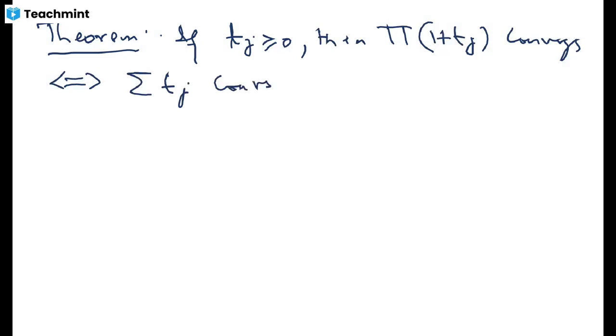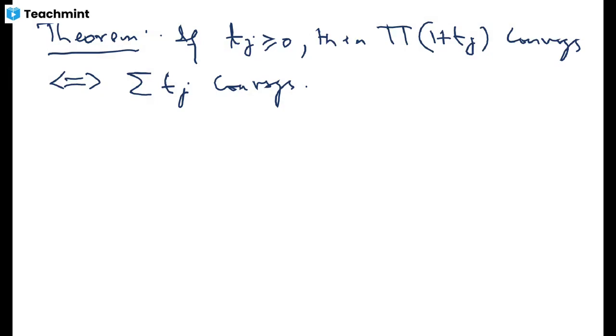So this is a beautiful relation between the convergence. The convergence of infinite product is equivalent to the convergence of this infinite series, but provided each tj is a non-negative number, or we can say that each factor is greater than or equal to 1, because tj is greater than or equal to 0 means 1 plus tj is greater than or equal to 1. So now we have the following observation.